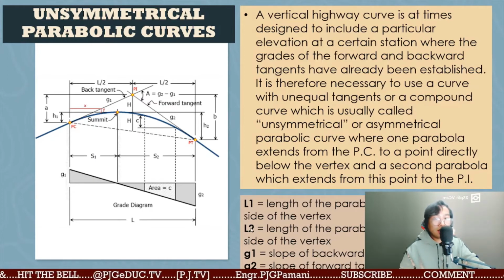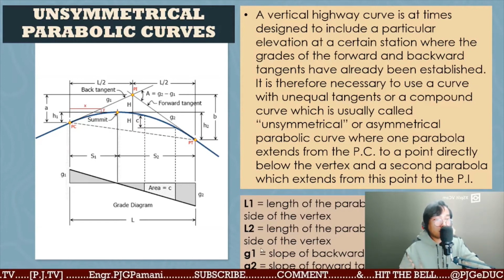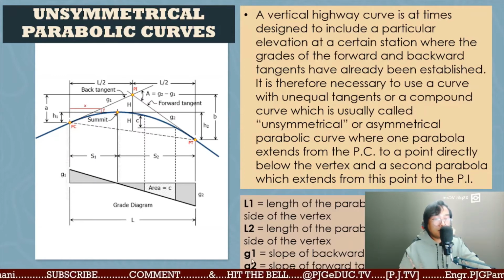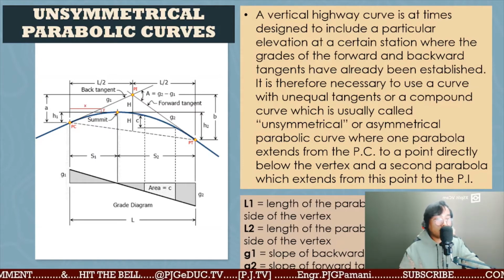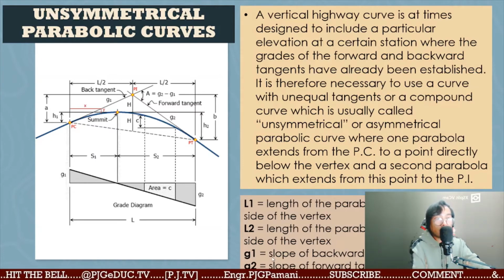Subscript 1 yan na. Hindi ko na-type ng 1 saka 2. Subscript 1 and subscript 2. Then G1 and G2: G1 is the slope of the backward tangent, G2 is the slope of the forward tangent.